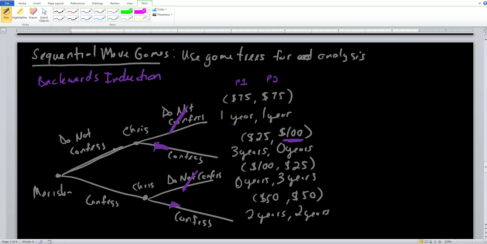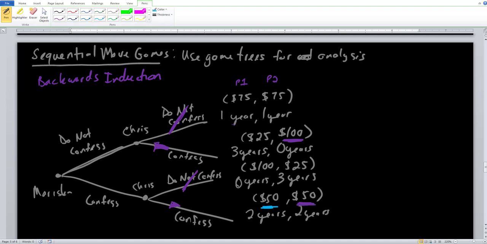If she chooses do not confess, she knows for sure Chris is going to confess, and that means she would get 3 years in prison or $25. However, if she chooses confess, she knows Chris will confess, will get on the bottom half of this tree, and she'll get 2 years in prison and $50. So what is the best thing for Mariska to do here? The best thing for her to do is to go ahead and confess as well. So here we get $50 compared to the $25. I forgot to mark this for Chris right here, but this is exactly where Chris chooses confess as well.